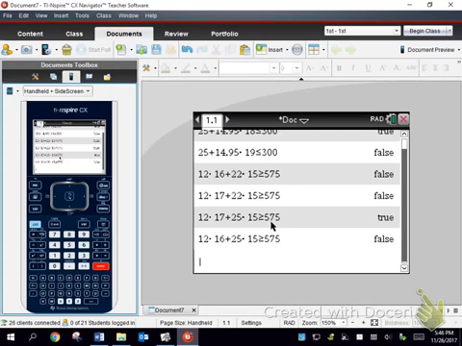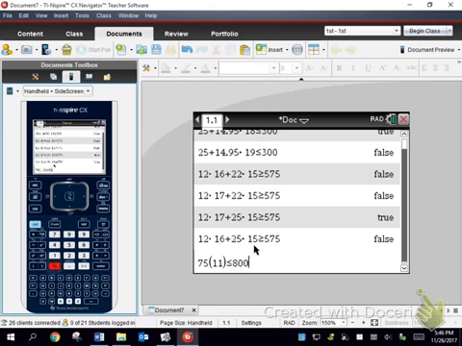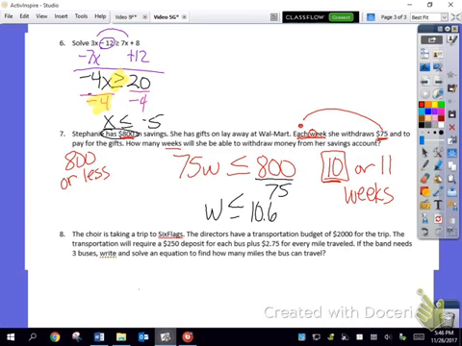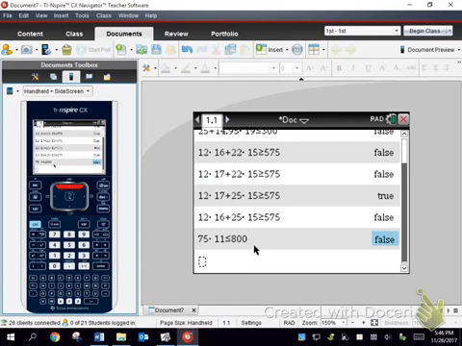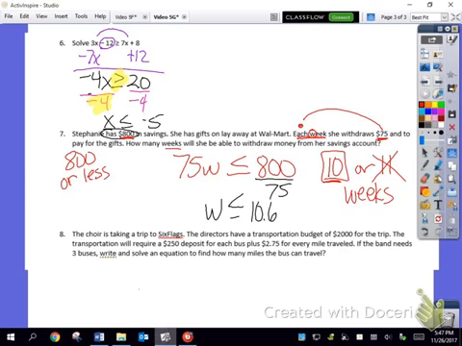Okay, so you're going to do 75, parentheses 10, and then control equal. Oh, and I did 11. Okay, so we'll know this is 11. And that has to be less than or equal to the 800. Okay, hit enter. So the 11 was false. And that's what we said. 11 did not work. Now I'm going to go back and change that to 10. So up arrow, and then enter. And now I'm just going to arrow over and change the 11 to a 10 and hit enter. And that's true. So it was 10 weeks.